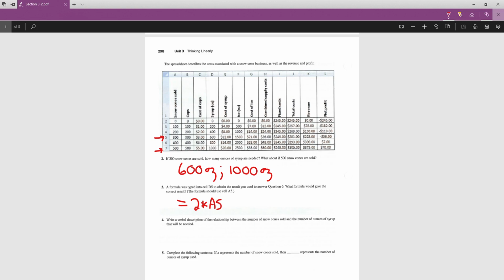They ask us to write a verbal description of the relationship between the number of snow cones used and the number of ounces of syrup that will be needed. What we've just written by writing our formula is that the number of ounces of syrup needed is twice as big as the number of snow cones sold, or 2 ounces of syrup are needed for every snow cone. So we could say simply 2 ounces of syrup are needed for every snow cone.